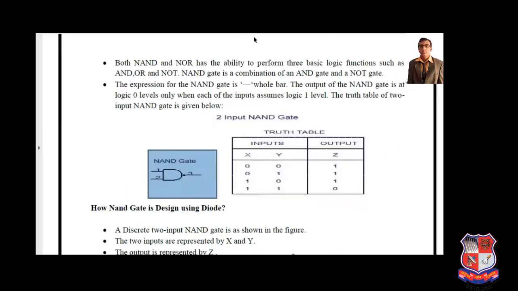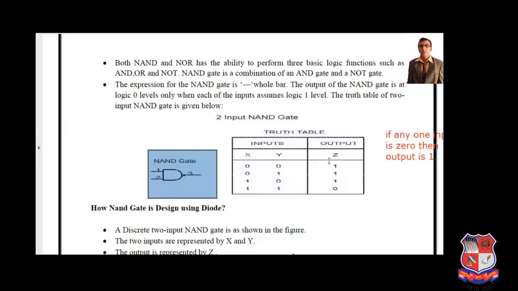Then what is the meaning of this? I will explain it in one statement. If any one input is 0, then the output is 1. That is known as the NAND gate. So it is the fundamental concept of the NAND gate.